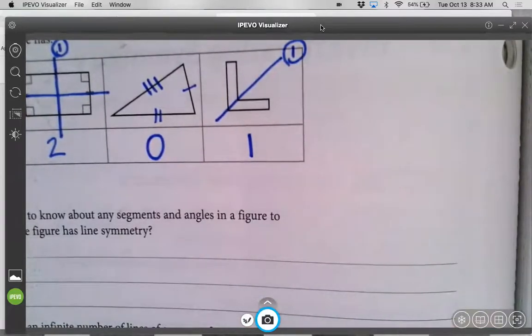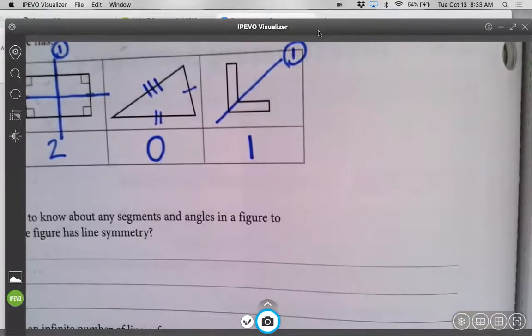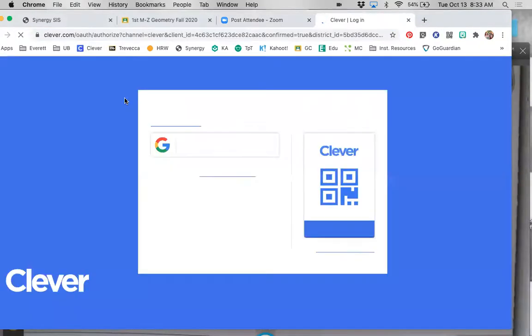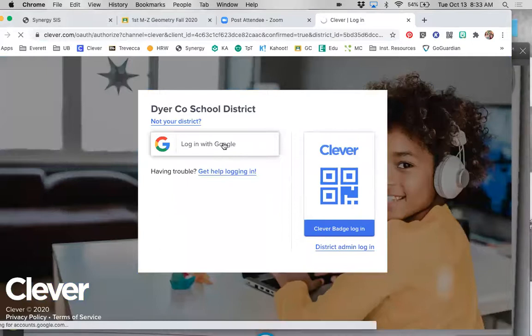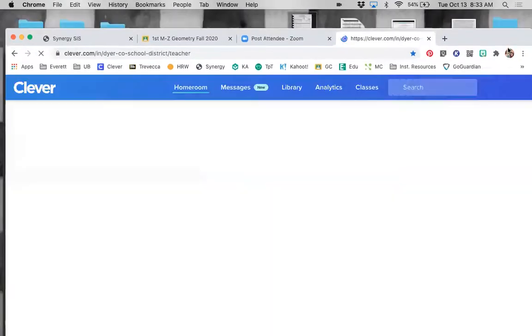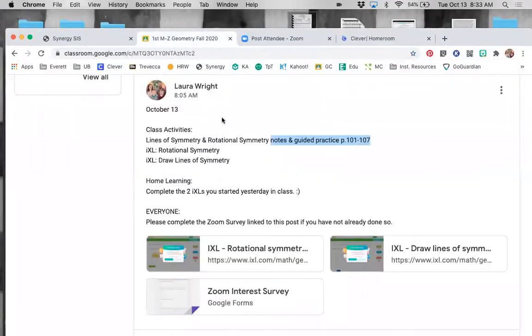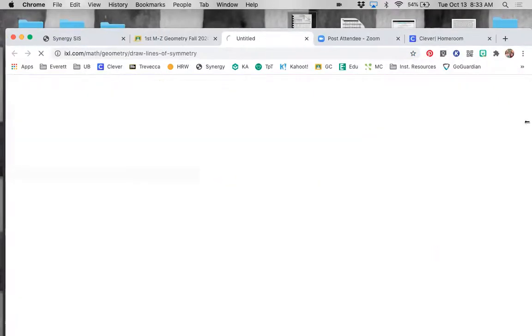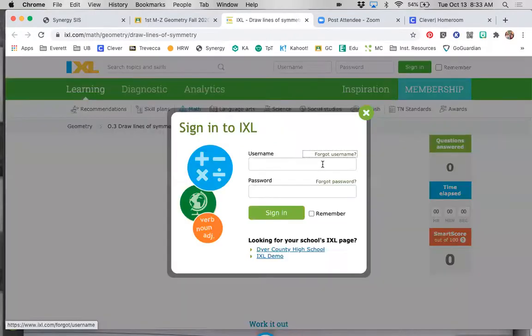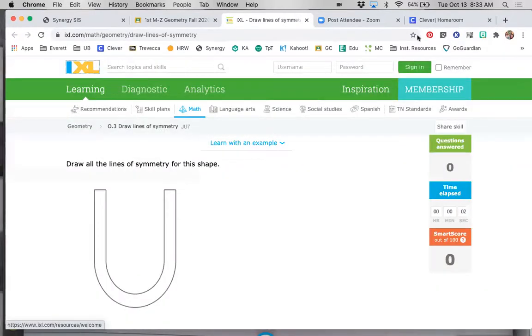All right, so let's take a look real quick at your IXLs for the day. One of your IXLs, which you might have started yesterday, is on lines of symmetry. Actually, let me just do this from your Google Classroom because it's linked. There we go. All right, so draw lines of symmetry. When this exercise opens up, it's like the most elementary looking thing. Oh, I do have to go to Clever first. Don't be like me. It's the most elementary looking thing you've ever seen.